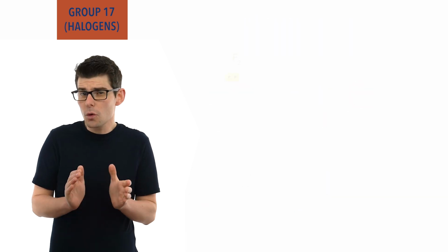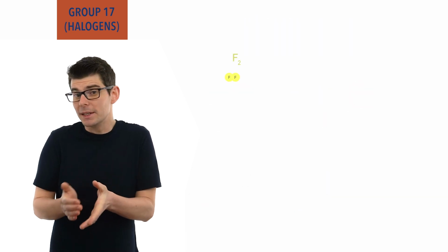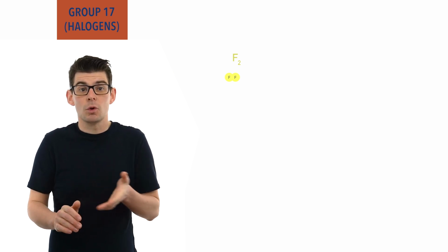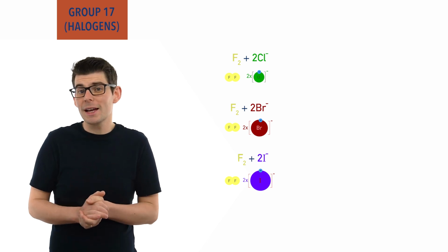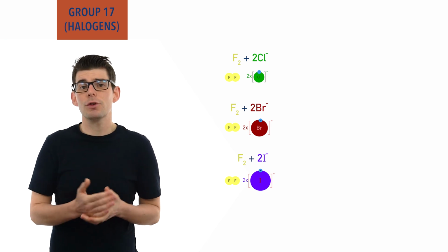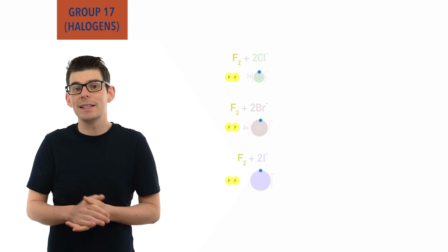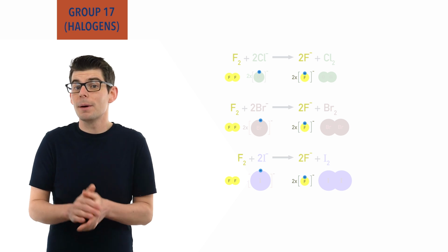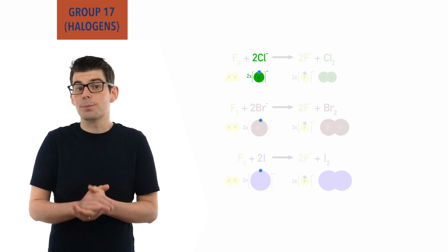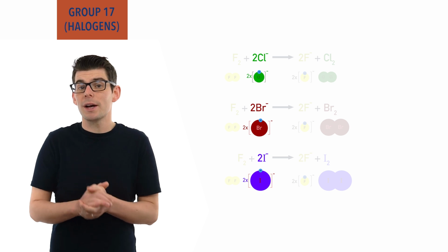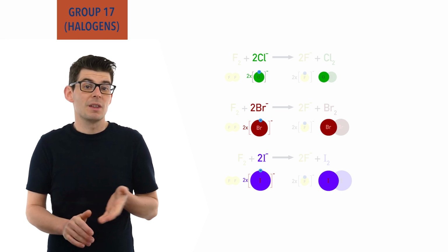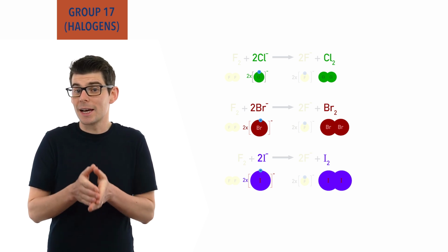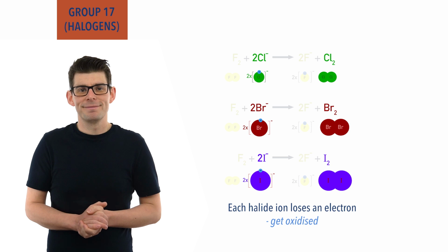For example, fluorine is the most reactive halogen, meaning if fluorine molecules are mixed with halide ions of any of the other halogens, chloride, bromide or iodide, the fluorine atoms are able to pull away the extra electron the halide ions have and gain it themselves, becoming fluoride ions with a 1- charge. They are reduced here by gaining an electron. The chloride, bromide or iodide ions become neutral atoms again, forming their halogen molecules, Cl2, Br2 or I2. As each halide ion is losing an electron, they are oxidized.